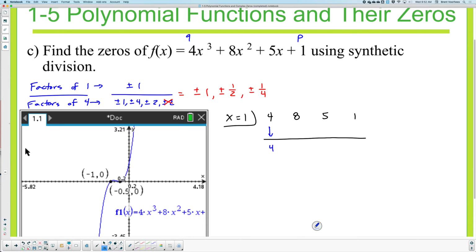Let's see what happens if we choose a number that's too big. 4 drops. What's 4 times 1? 4, plus negative 8 is negative 4. Negative 4 times 1 is negative 4, 5 plus negative 4 is 1. 1 times 1 is 1, 1 plus 1 is 2. That's our remainder. Is that good for a zero? No. Not a zero. Nor is it a factor, since r of x does not equal 0. Look at the pattern of our coefficients left over. What can you tell me about those?